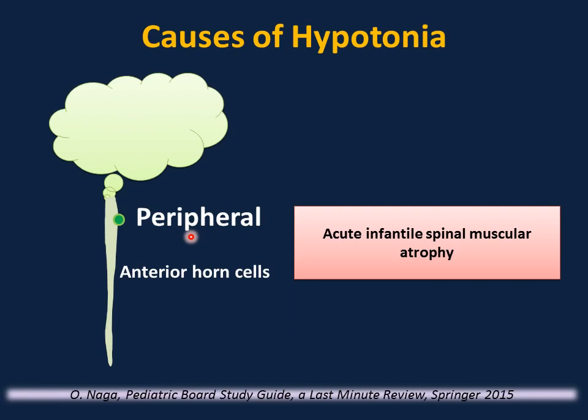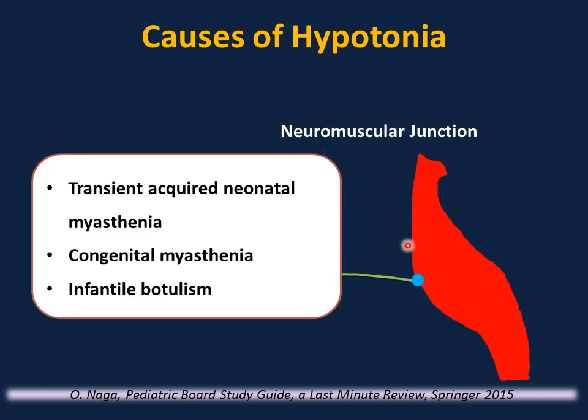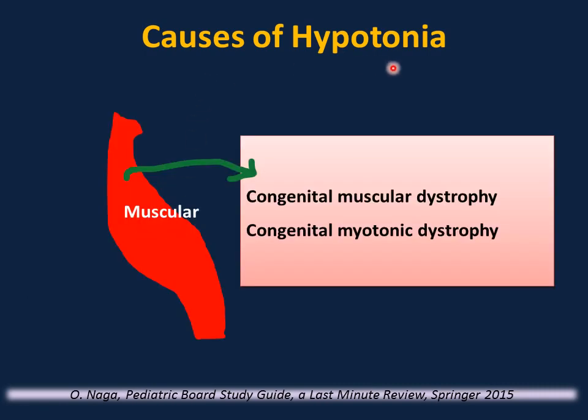Peripheral causes of hypotonia with destruction of anterior horn cells. The most important cause we need to learn in this presentation is acute infantile spinal muscular atrophy. Remember, fasciculations are a common association with this illness. Neuromuscular junction causes of hypotonia: transient acquired neonatal myasthenia, which is a neonate born to a mother with myasthenia gravis. Congenital myasthenia, infantile botulism. Muscular causes of hypotonia: congenital muscular dystrophy, congenital myotonic dystrophy.